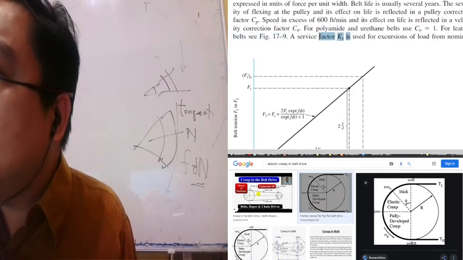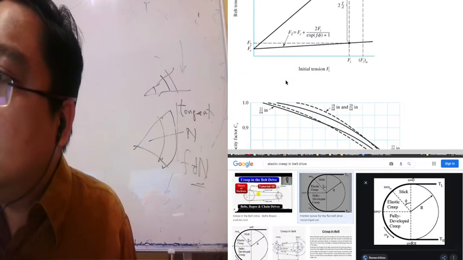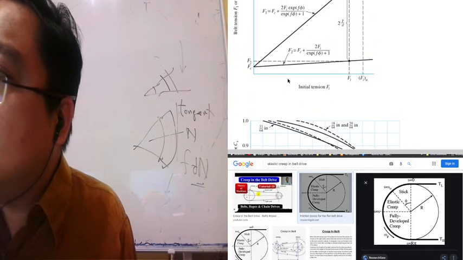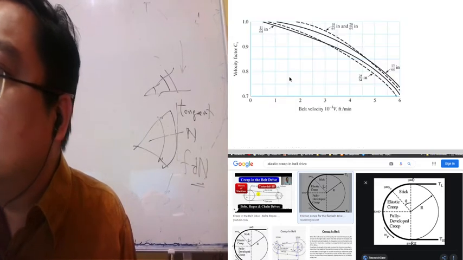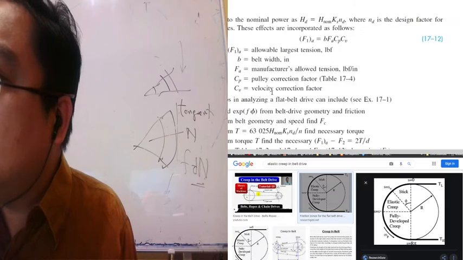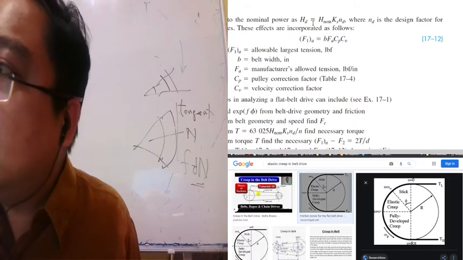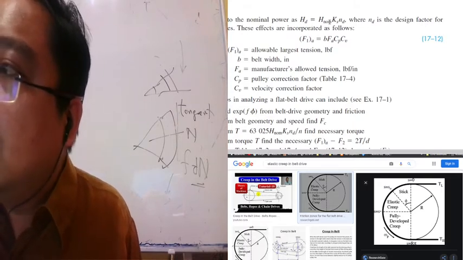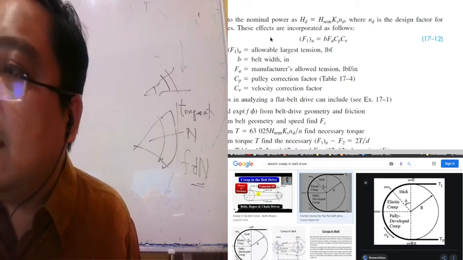The speed factor KS is used for exclusion from nominal. This is figure 17.8 and this is figure 17.9, the velocity correction factor and everything. This is the belt velocity, and this is the velocity factor, applied to the nominal power. HD is the design power, H nominal times KS times ND, where ND is a design factor for exigencies.